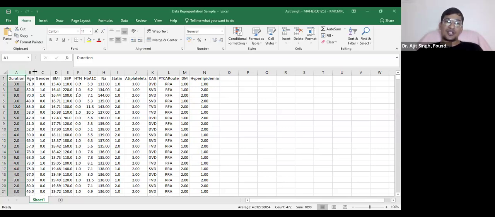Age, fast. Age is discrete? Oh, no. Age is not at all discrete. Age is continuous. I have written the points also, decimals also. How can you say that age is discrete? Next, tell me the gender.